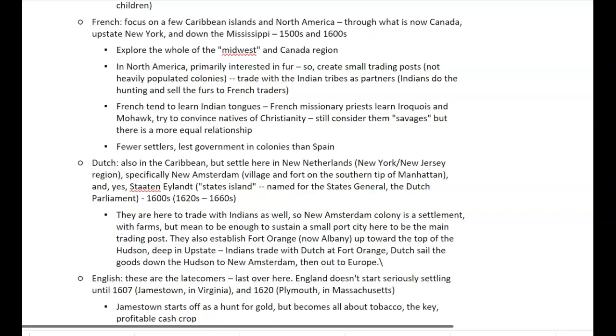Instead of sending over a ton of guys, they send over a handful to create little trading posts, little forts here and there, and little towns, small villages, not big, heavily populated colonies. What they want is the Indians to do the hunting. Indians hunt anyway, so they say to the Indians, for every beaver skin you bring in, we will trade you.